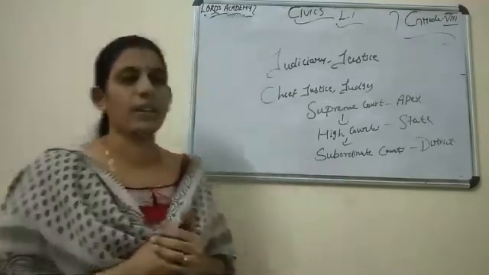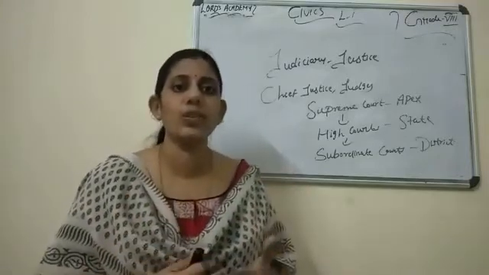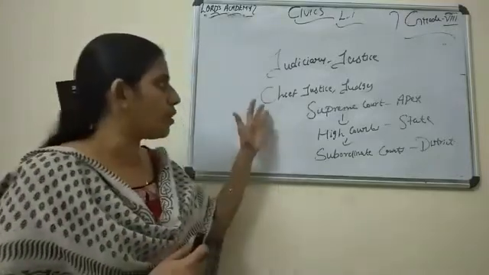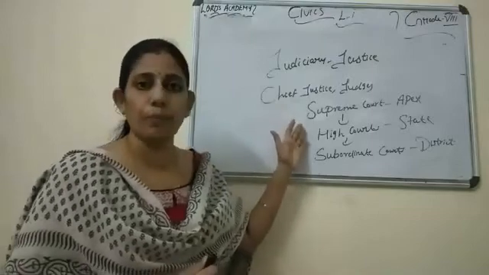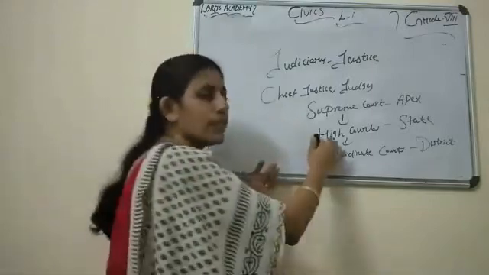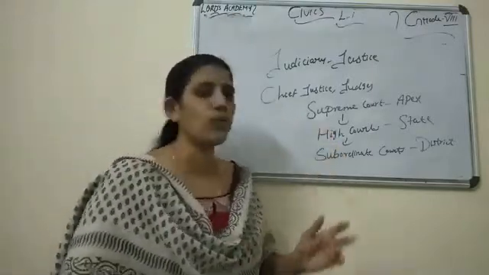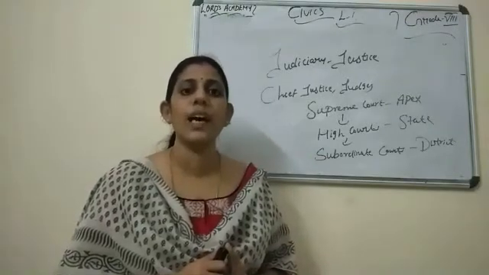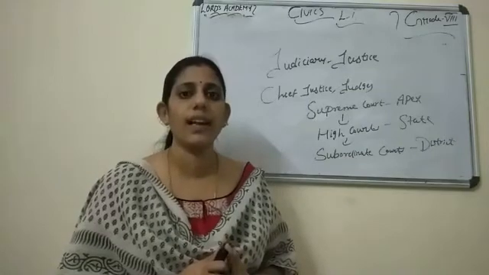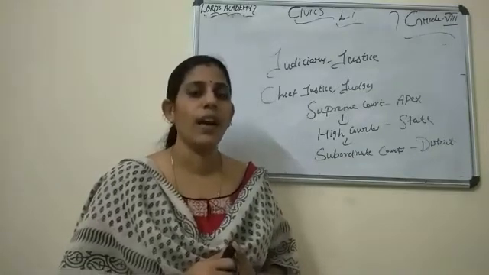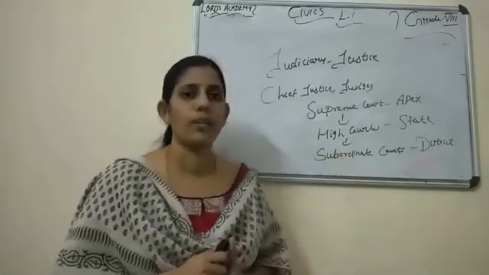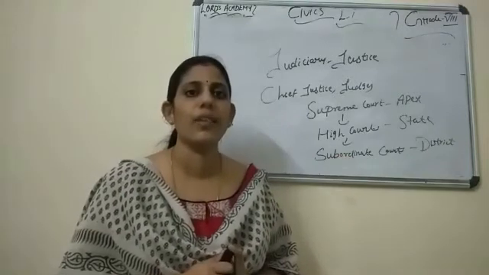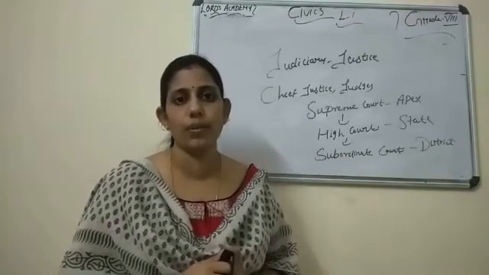The judiciary is there to give justice to the people. And also the apex court is the Supreme Court, the second one is the High Court, and the last one is the subordinate court. The Supreme Court is known as the apex court, the state level court is the High Court, and the last topic is that the courts at the district level and below are known as subordinate courts.